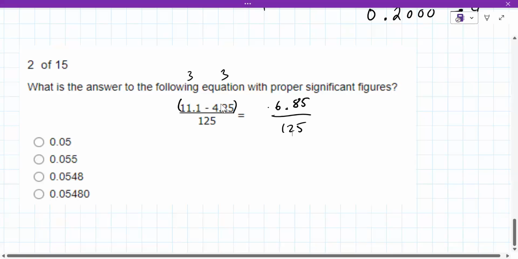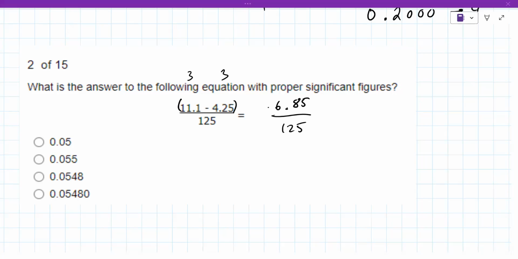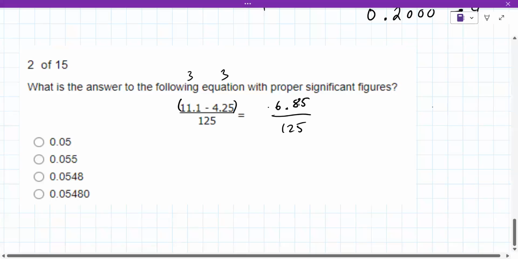If these were different significant figures, you'd have to round here and then divide by this number. You don't wait till the end. Intermediate calculations have to be handled with the significant figures. So to give you an example, if this top equation had 3 sig figs and then 2, we would have to get the answer down to 2 first.